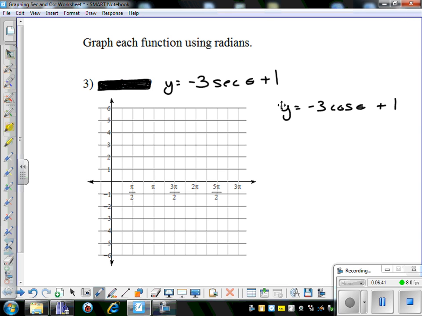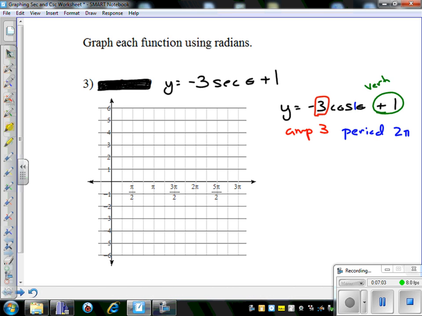Again, labeling in our amplitude, which is here. So our amplitude is 3. Our period, again, is going to be 2 pi, because the number in front of theta here is 1. And remember, it's 2 pi divided by 1. Now, outside our theta, we have a 1 out here. That's going to be a vertical shift. Because it is positive, we'll have a vertical shift of up 1.